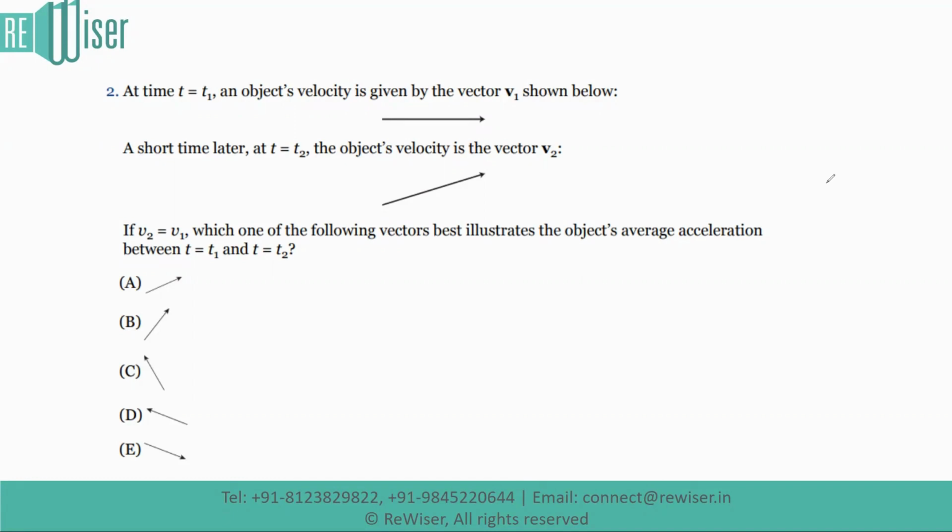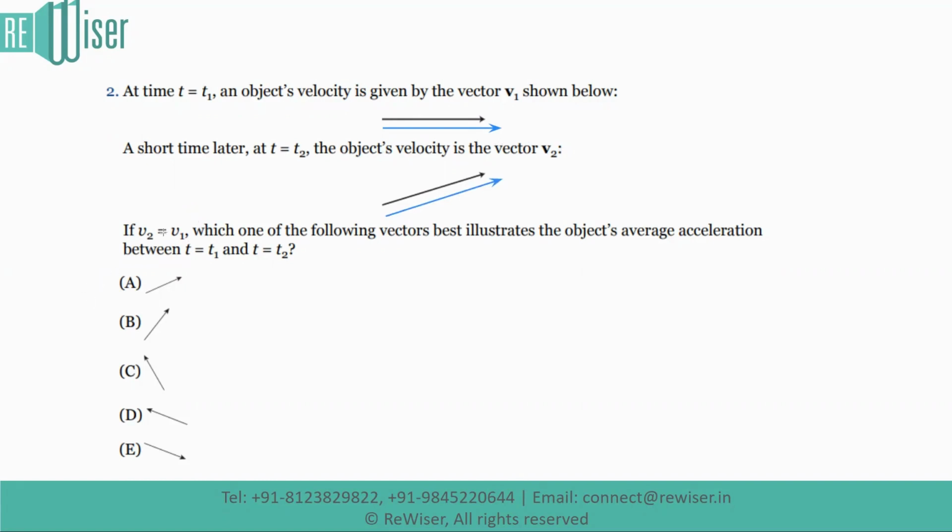So at time t equal to t1, an object's velocity v1 is shown below. We notice that the velocity is a vector, hence the direction. The direction appears to be towards the right. Now, there is another time t2 at which the velocity has now changed to a different value in terms of magnitude, v2, and also in terms of direction, as shown here.